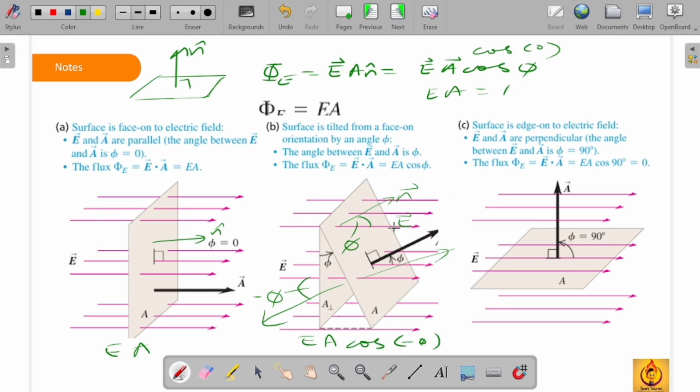Alright, so we can also evaluate a third case whereby the electric field and our normal are 90 degrees away from each other. Now we are going to have to take the cos of 90. Alright, cos 90, which is 0. Is this clear, guys?